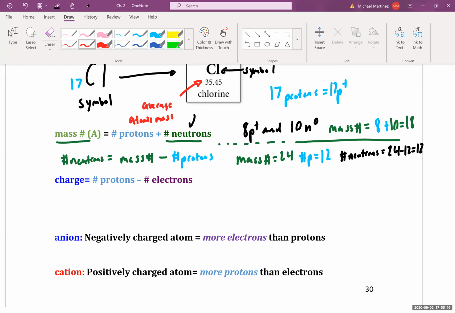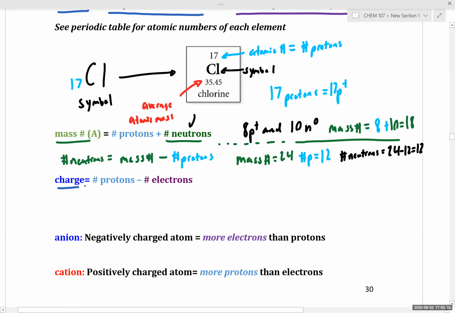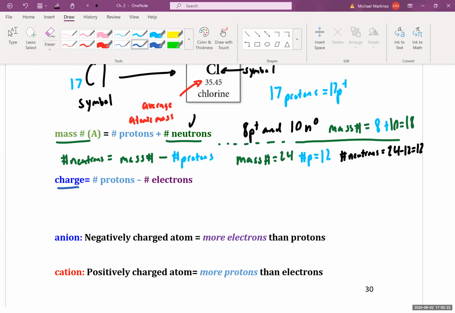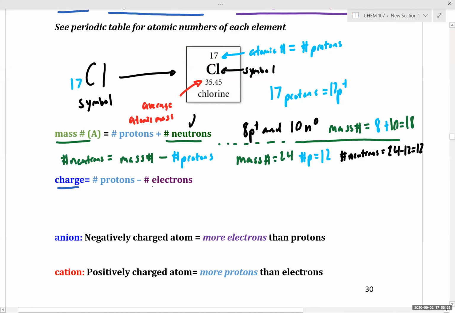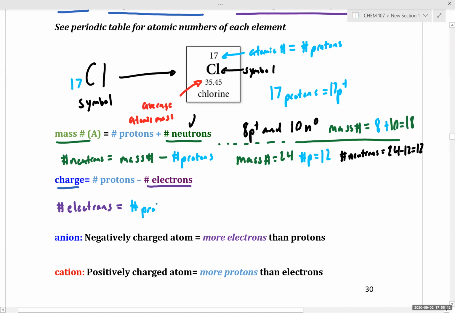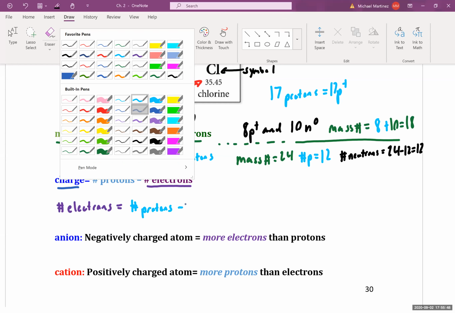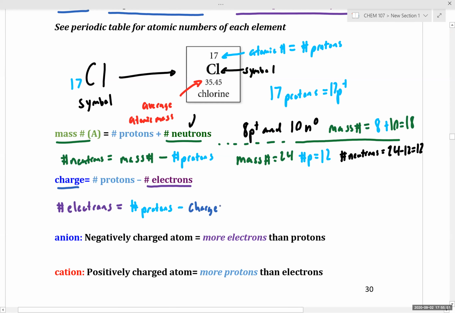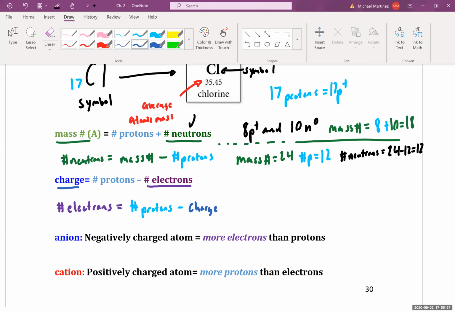Perfect. So the charge is formally defined as the number of protons minus the number of electrons, which are negatively charged particles. So we can also rearrange this equation to solve for the number of electrons. And the number of electrons is equal to the number of protons minus the charge. This is a very useful equation to be familiar with, as it allows you to very efficiently calculate the number of electrons.